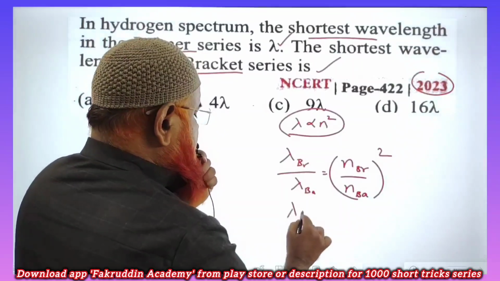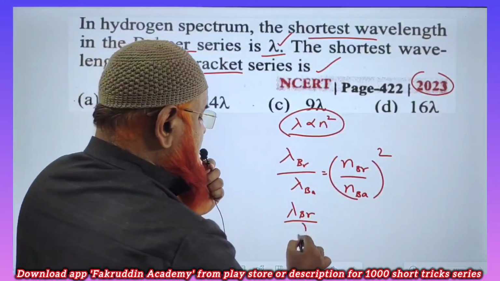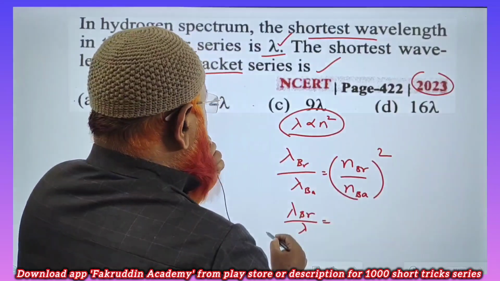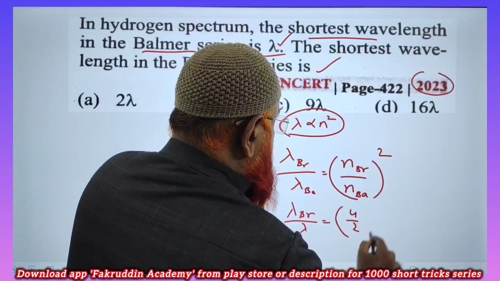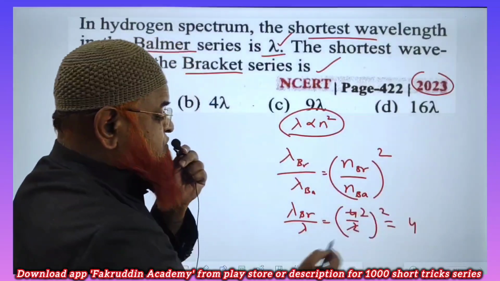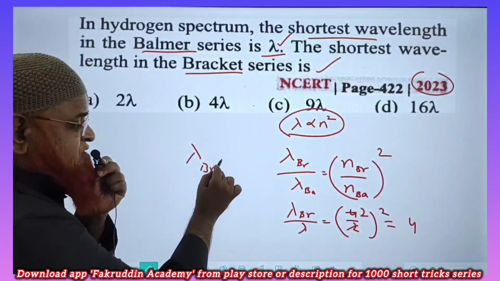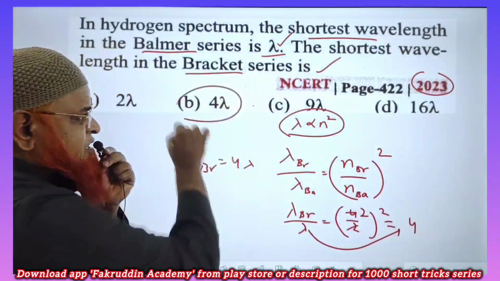So lambda Brackett is given as lambda, which is nothing but n Brackett by n Balmer. N Brackett is 4, by 2 whole square, which is 2 squared, which is 4 here. Therefore, lambda Brackett is equal to 4 times lambda Balmer. That's it. Your option is B.